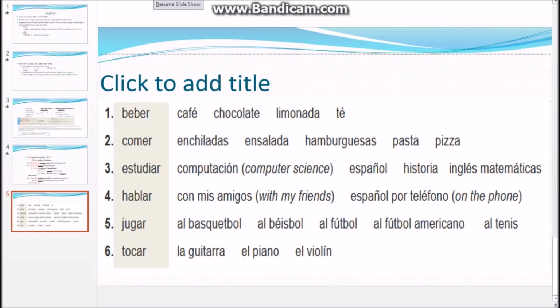And number 5, al basquetbol, al béisbol, al fútbol americano, al tenis. Football by itself is soccer, so it's played everywhere. And fútbol americano is what we consider to be football in the U.S., like the NFL, our version of it. So all these are what? Sports, so what do we do with sports in this case? Jugar means to play, as in a sport. And in number 6, tocar, la guitarra, el piano, el violín. What are these? They're instruments. What do we do with instruments? We play them. So tocar is to play an instrument, where number 5, jugar, is to play in a sport.